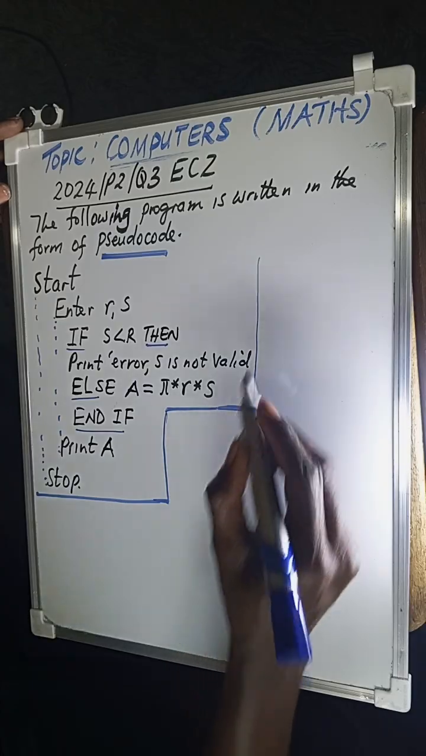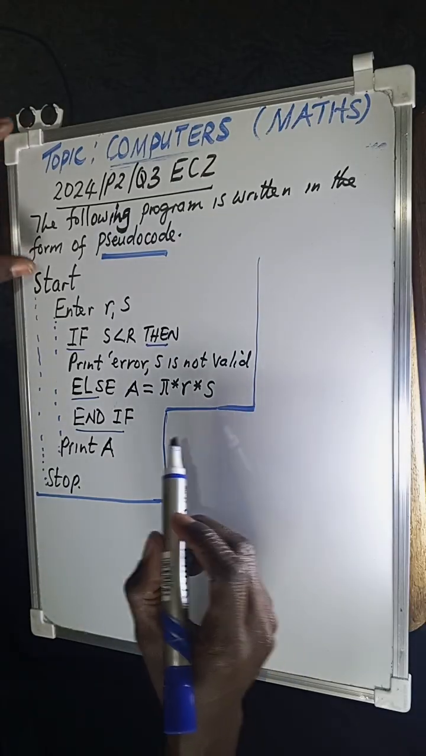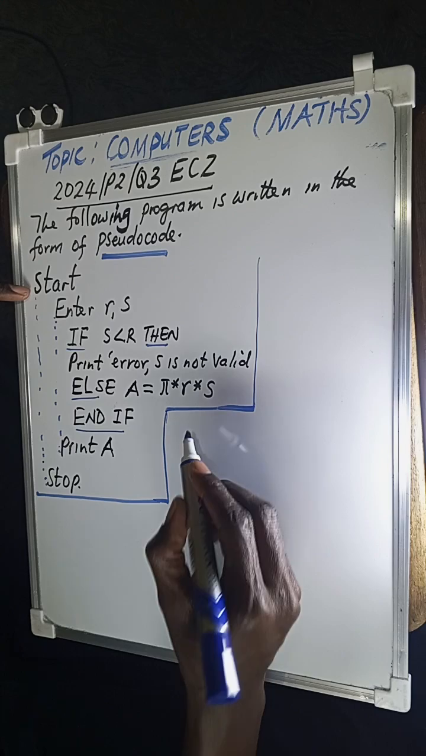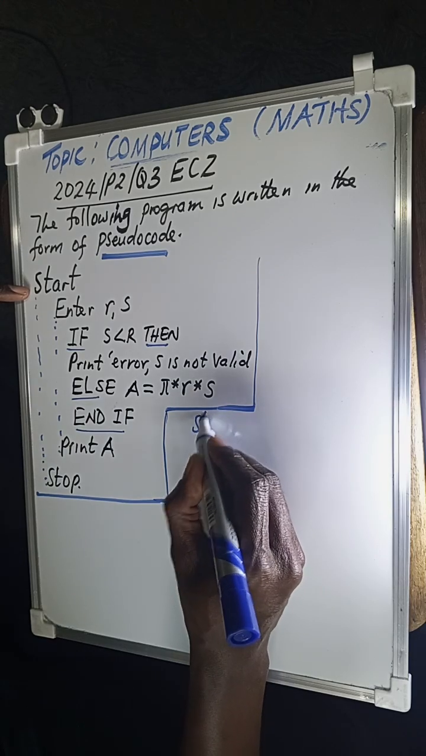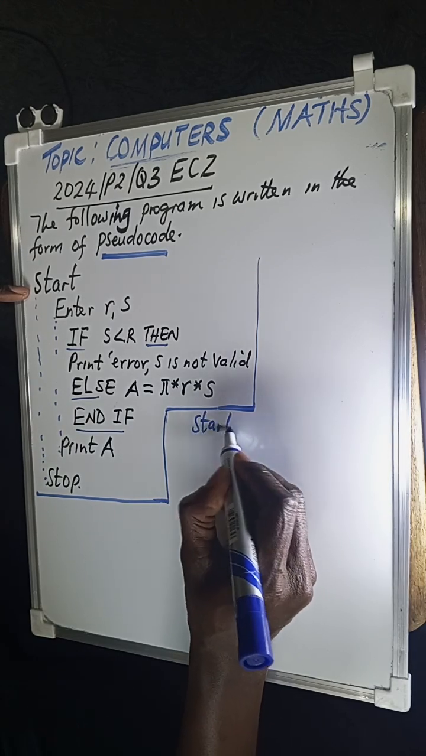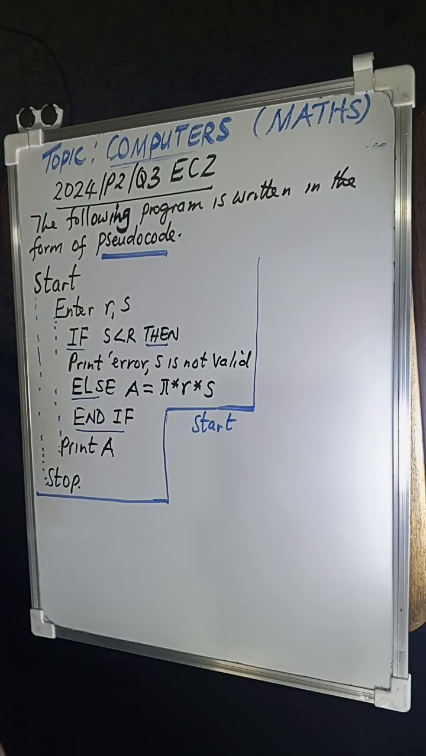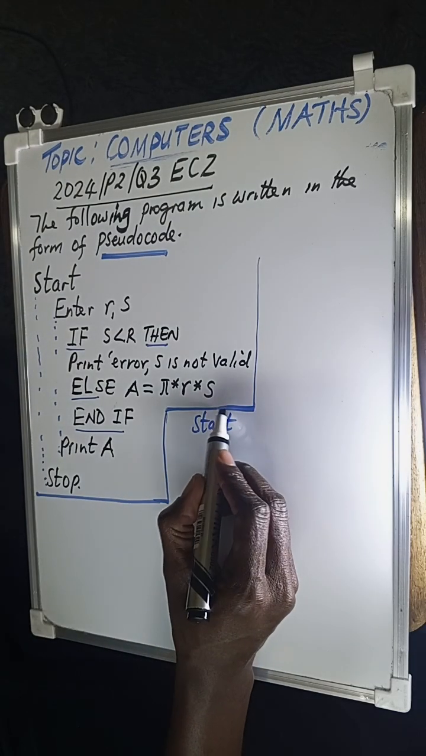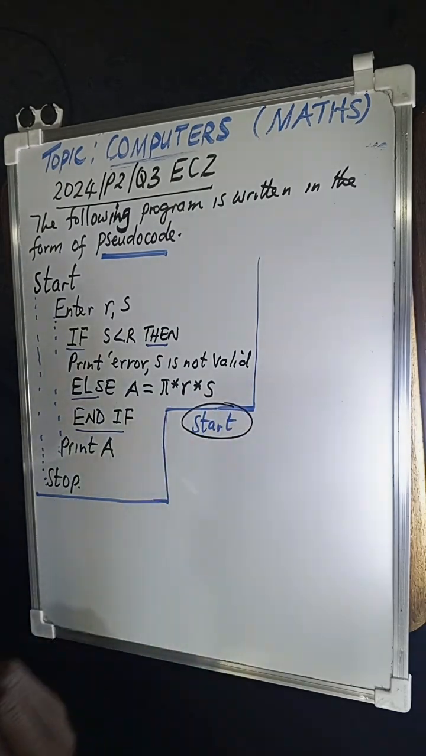So if we look at the solution there, what's the first thing that we are going to do? Well, we need to start the program. So I'm actually going to say, start. But what do we use when we are starting a program? Remember, you need to use the oval shape. So that is what you're going to use, the oval shape there.